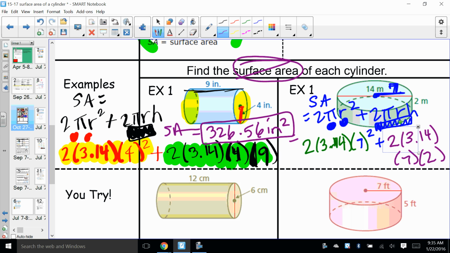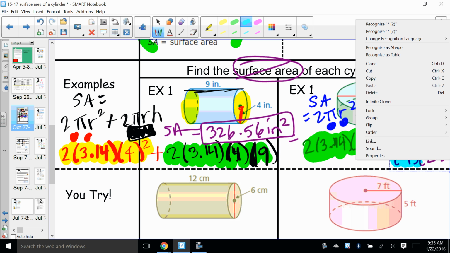2 pi rh. So if we break this down again, here's our 2 circles. 2 pi r squared. Circle 1 on top, circle 2 on the bottom, plus 2 pi r h.